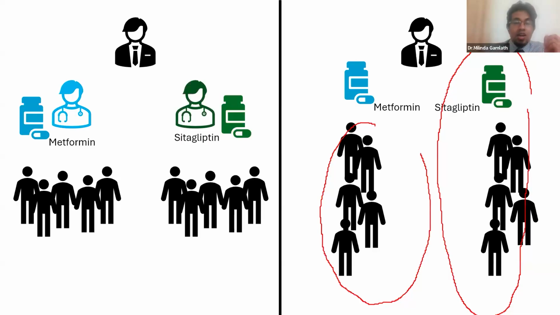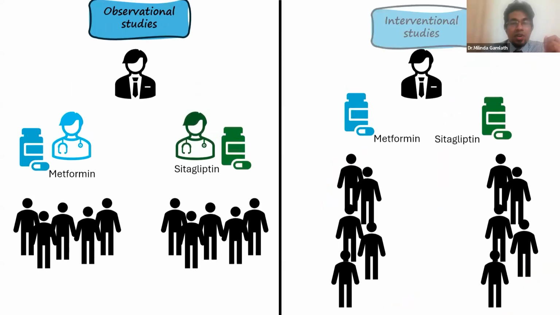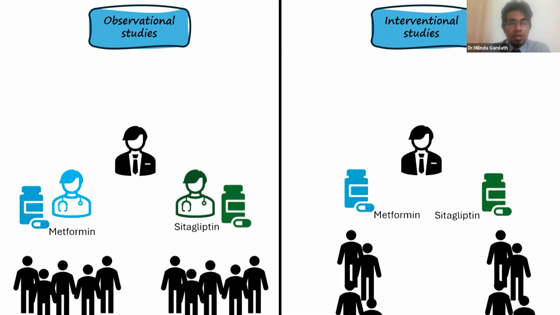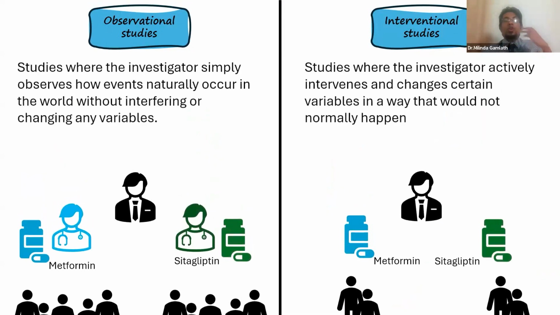So that is an example of an interventional study. On the other hand, where you are only observing other people prescribing the drug and you are just looking at the glycemic control afterwards, you are not intervening, that is an observational study. So basically an observational study is where the investigator simply observes how events naturally occur in the world without interfering and changing any variables. You are simply observing.